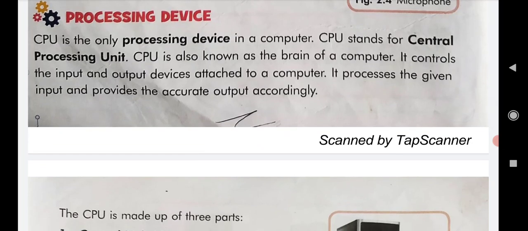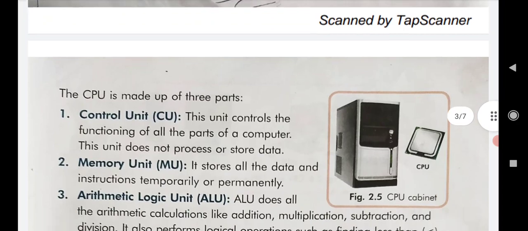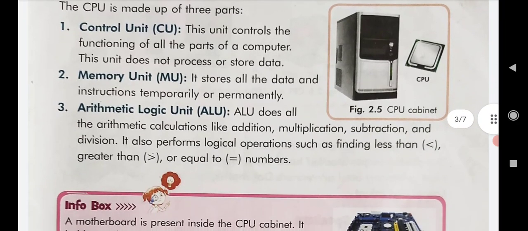In a computer we have only the CPU as a processing device. The full form of CPU is Central Processing Unit. CPU is also known as the brain of a computer. It controls the input and output devices attached to a computer. So CPU is the only processing device in a computer. CPU is made up of 3 parts.